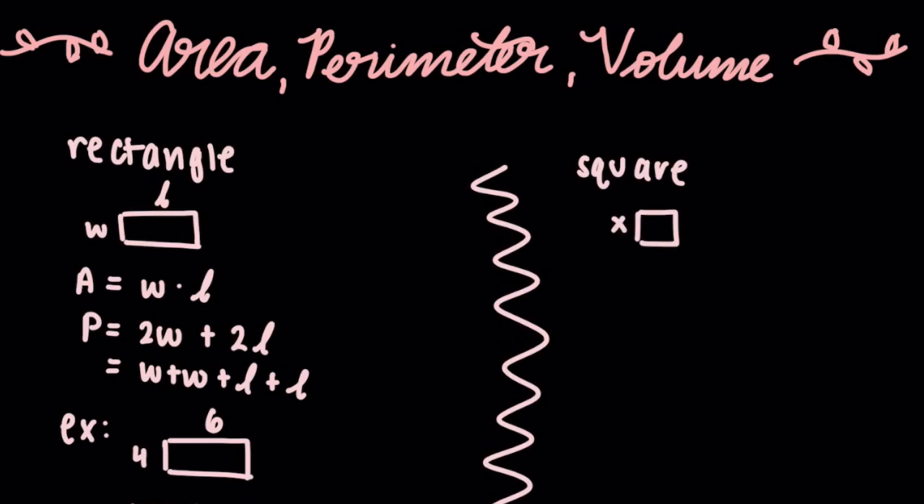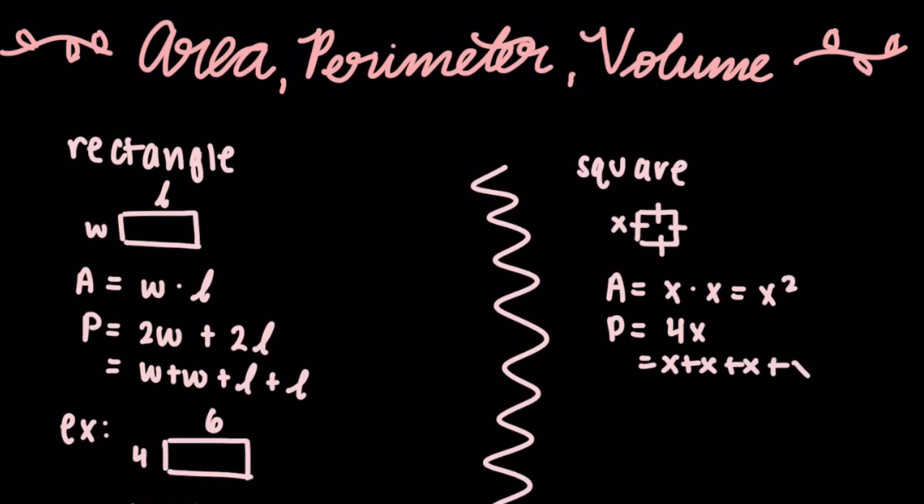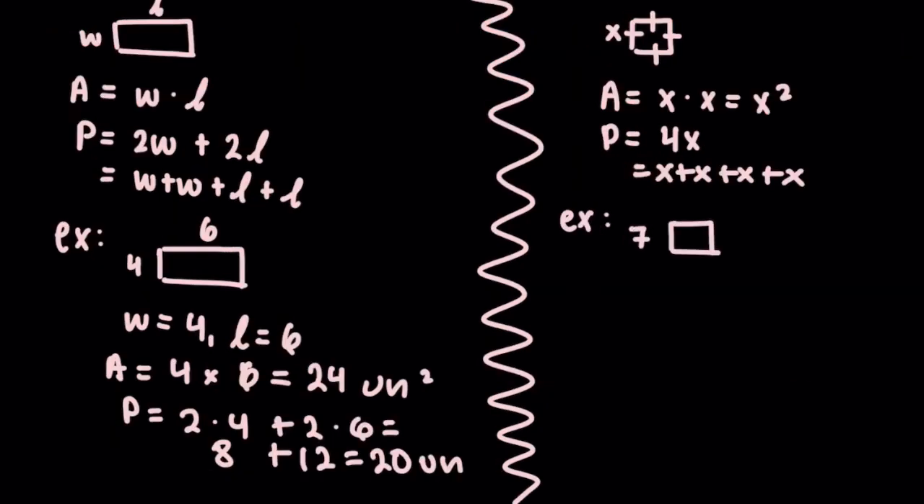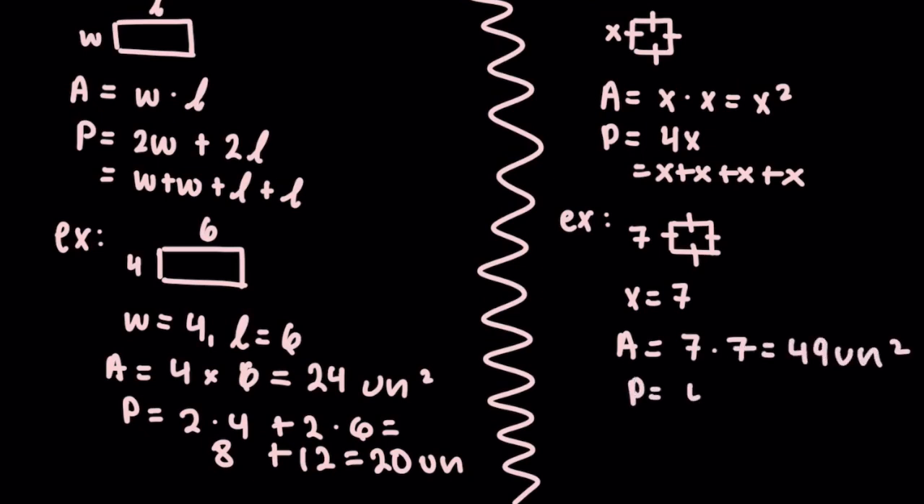A square has 4 equal sides. The area is x times x, which is x squared, and your perimeter is 4 times x, which is also written as x plus x plus x plus x. An example is if you have x equals 7, then your area is 7 squared, which is 49, and your perimeter is 4 times 7, which is 28 units. Let's move on to triangles.